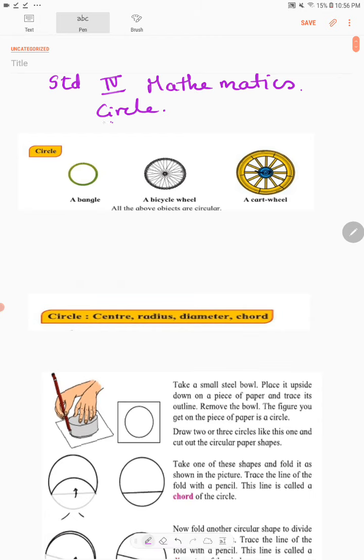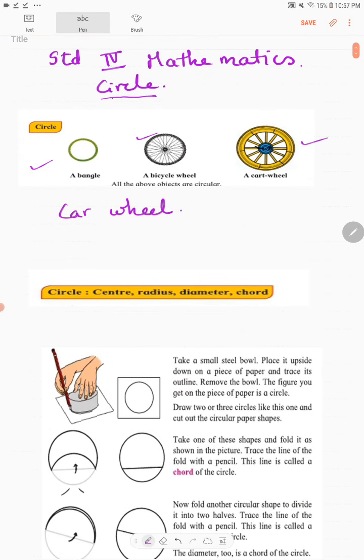Now you have seen circles. Where can you see circles around you in your life? A bangle, a bicycle wheel, a cart wheel, a car wheel. All wheels are circular. So you find lots of circles of many sizes in the environment around you. Now today we learn a little bit more detail about the circle.